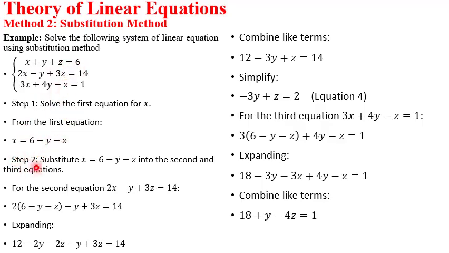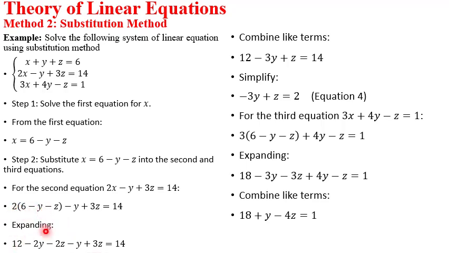So the next step is to substitute for x in the second and third equations. So that means instead of x here, we'll then have 2 multiplied by 6 minus y minus z. Instead of x, we replace x with 6 minus y minus z. Then we continue minus y plus 3z equals 14. So we also do that where we can expand 2 multiplied by 6, 12.